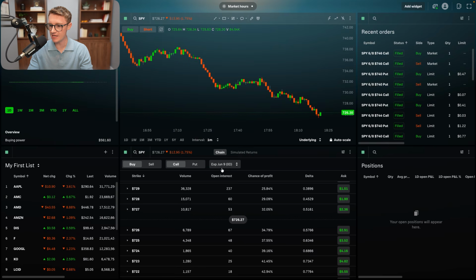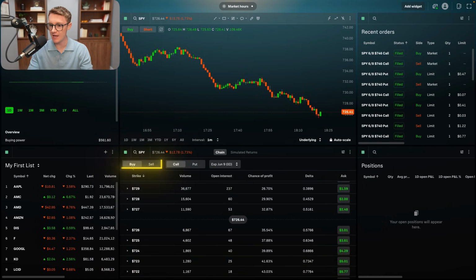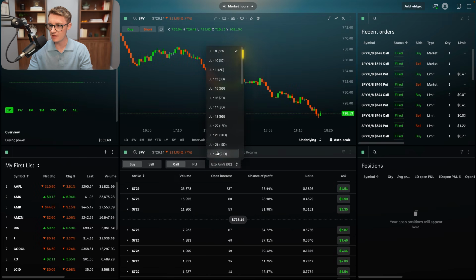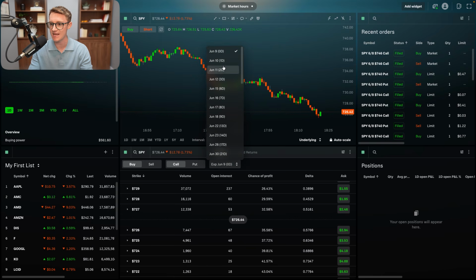So what we can see here is the options chain. We have the buy and sell buttons, and we have the call and put buttons. So we're always going to be buying a call or buying a put, and then we've got the expiration dates. Now with options, you have to choose an expiration date, at which point your contracts are going to expire. And after 9 years of trading, I've found that the most ideal expiration date for day trading is going to be within 2 weeks or 14 days to expiration.